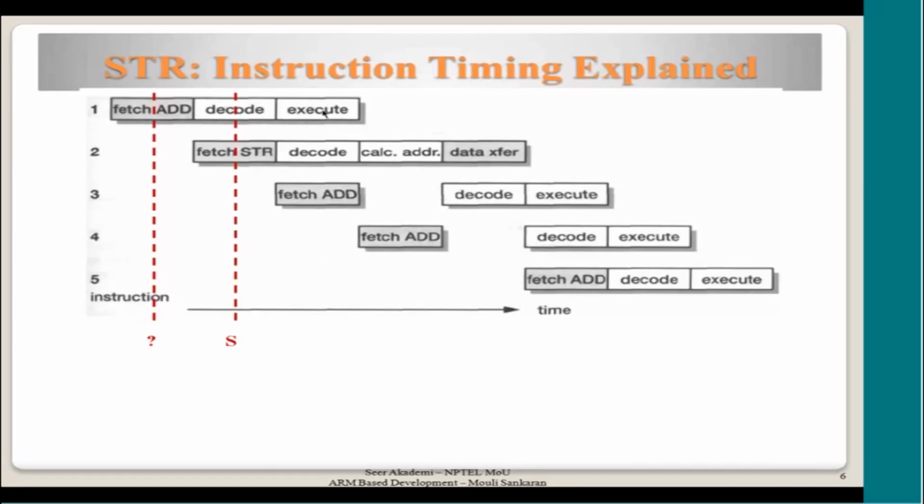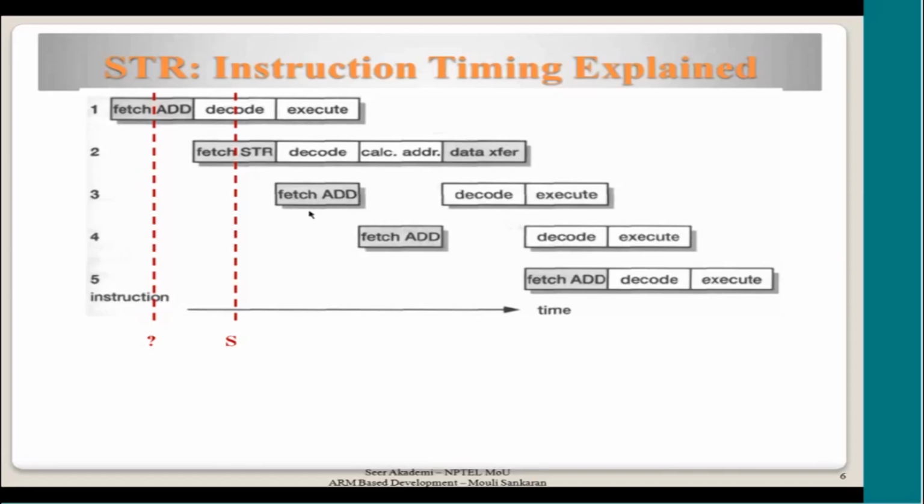Now come to this. Here what happens in this particular cycle, what all is happening? The add instruction is getting executed here in the execute stage of the pipeline, and our STR, which we are interested in, is getting decoded here to generate the signals required for calculating the address within the data path, and then the next instruction is getting fetched. So which is going to be taking more time?